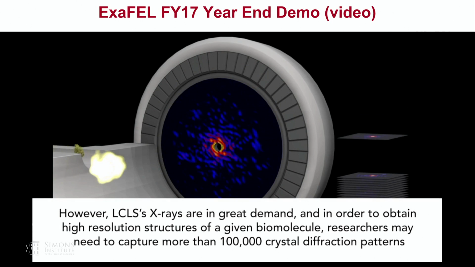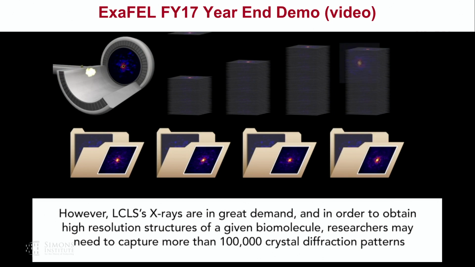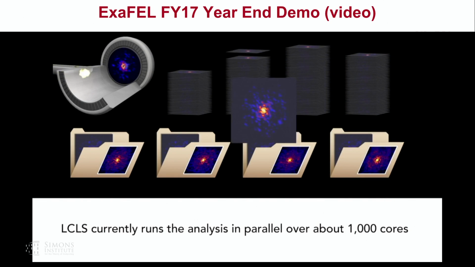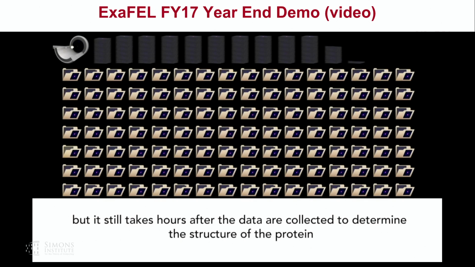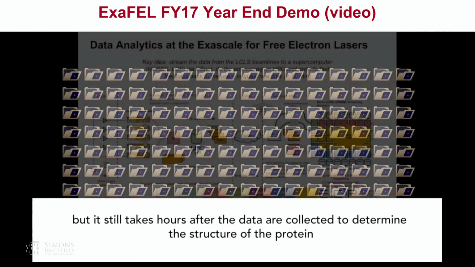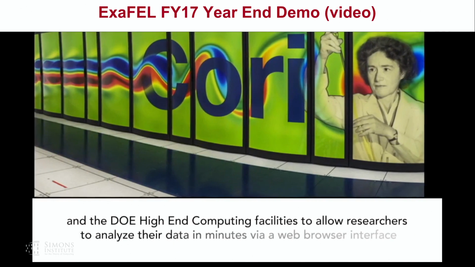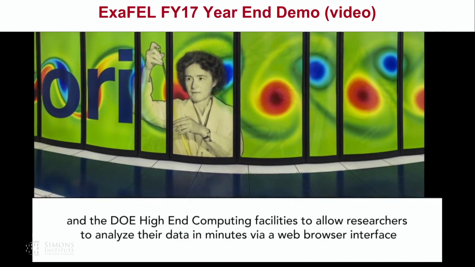However, LCLS's X-rays are in great demand, and in order to obtain high-resolution structures of a given biomolecule, researchers may need to capture more than 100,000 crystal diffraction patterns. LCLS currently runs the analysis in parallel over about 1,000 cores, but it still takes hours after the data are collected to determine the structure of the protein. The Data Analytics at the Exascale for Free Electron Lasers project, or ExaFEL in short, will pair LCLS's crystallography data with ESnet's high bandwidth pipeline and the DOE high-end computing facilities to allow researchers to analyze their data in minutes via a web browser interface.